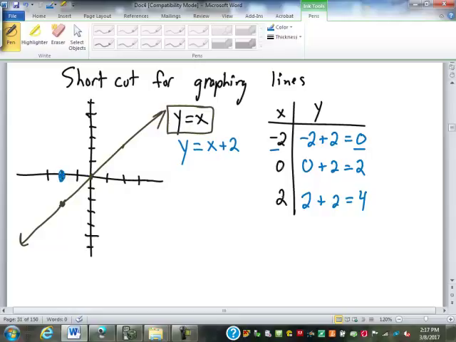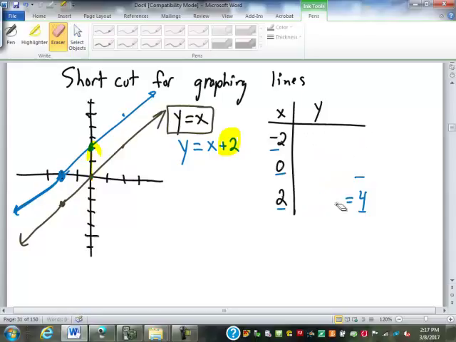So -2, 0 is right there. 0, 2 is right there. And 2, 4 is right there. And what we notice is all we've done is taken this line that we had before and we've moved it up 2 spots. So by adding 2 to the x here, all it does is move our graph up 2 spots. So with that in mind, let's just take a guess at this one. And we'll prove it in a second.